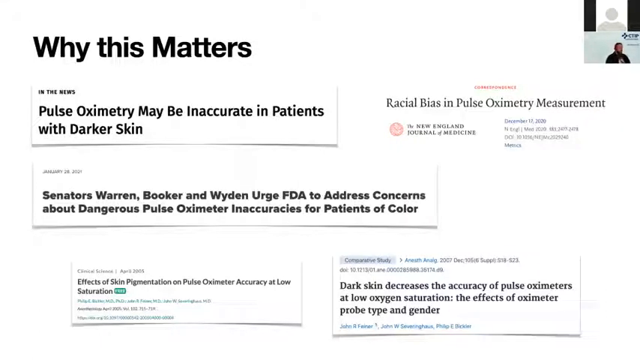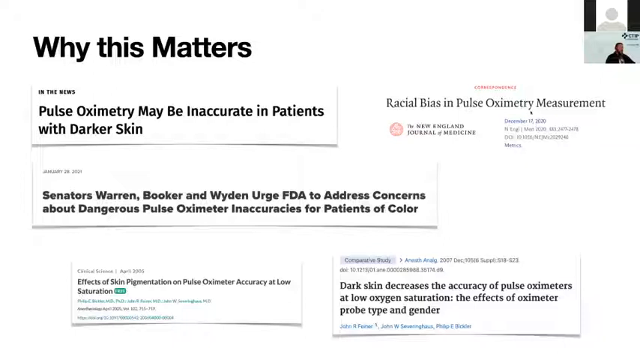So many of you probably saw this, right? Pulse oximetry may be inaccurate in patients with darker skin. Senators Warren, Booker, and Wyden urged the FDA to address concerns about pulse oximetry. There was this correspondence that, even though it's only a year old, has been cited like 150 times in the New England Journal of Medicine.